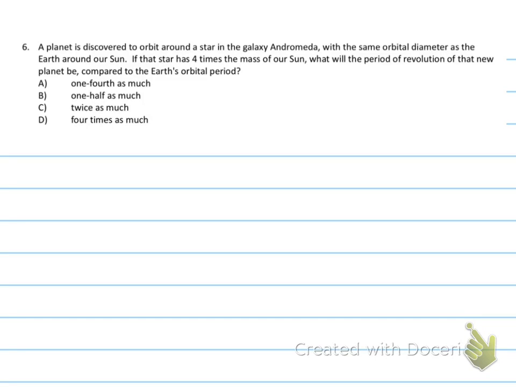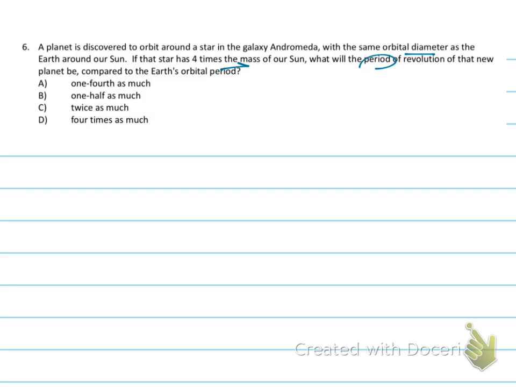Number 6, a planet is discovered to orbit around a star in the galaxy Andromeda with the same orbital diameter as the Earth around the Sun. If the star has 4 times the mass of our Sun, what will be the period of the revolution of that new planet compared to Earth's orbital period?